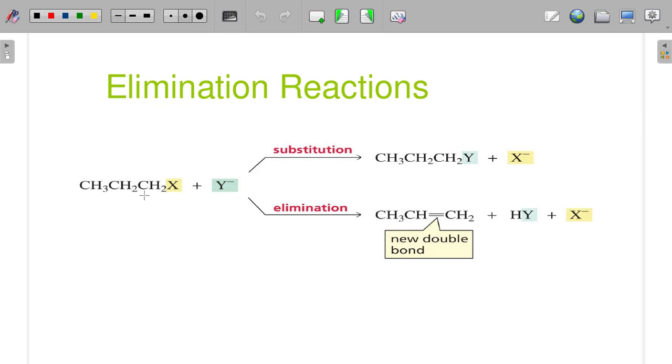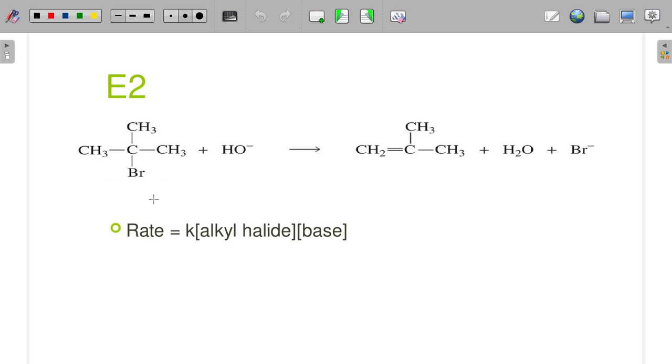And that arrow I just drew is one of the two ways it could happen. Our easiest one to see is going to be comparable to the 2 of SN2, and we're going to call it E2, elimination bimolecular. Now, the rate law is what gave us the 2, and the rate law is the alkyl halide and the base. That's exactly the same as SN2.